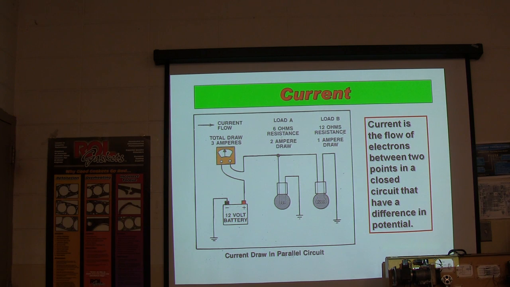All right, current flow. Load A, 6 ohms. Load B, 12 ohms. This one draws 1 amp, that one draws 2 amps. You notice that? Now look at this right here.